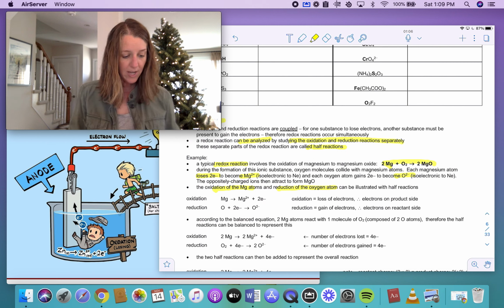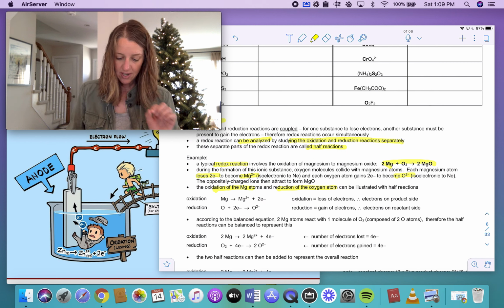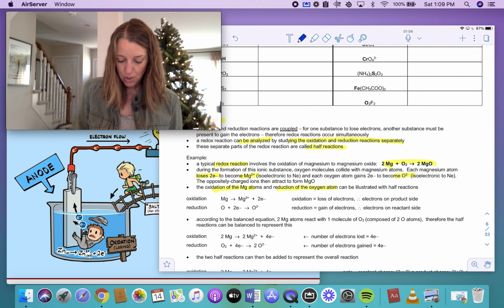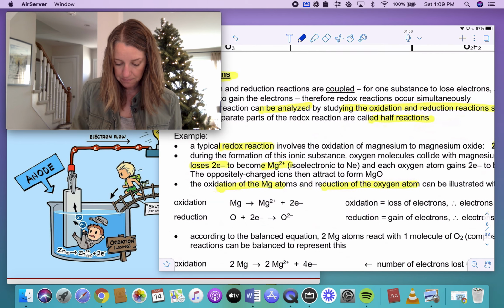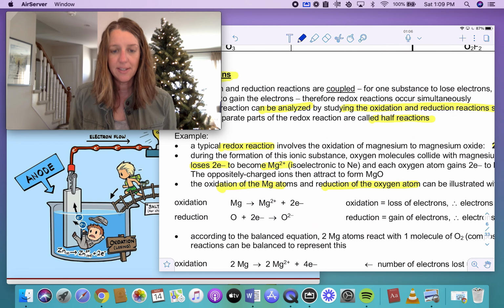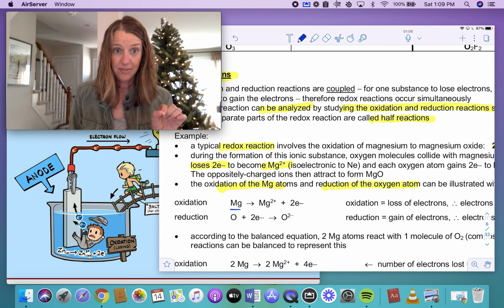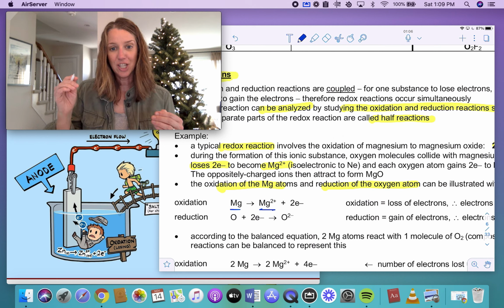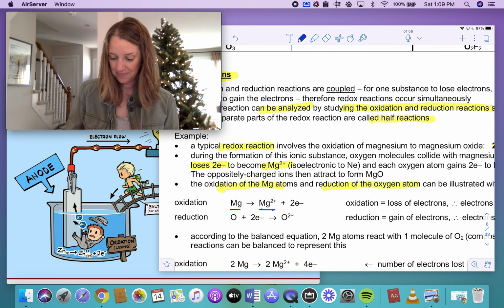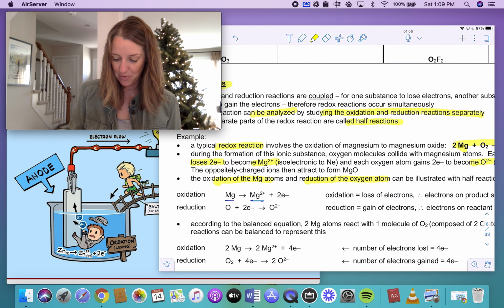Well, I know that one is oxidized and one is reduced. So when I show that as my half reaction, I know that magnesium goes from an oxidation number of 0, right? Because that's what all elements would be. This Mg2+ has an oxidation number of +2. Therefore, it's lost electrons. Okay, follow my wording here.